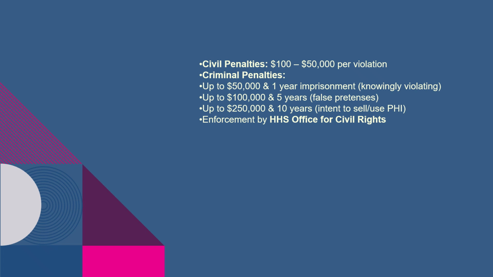Civil penalties can range from $100 to $50,000 per violation, depending on the severity and circumstances. Criminal penalties increase with intent, up to $50,000 and 1 year in prison for knowingly violating HIPAA, up to $100,000 and 5 years if the violation involves false pretenses, and up to $250,000 and 10 years if the intent is to sell or misuse protected health information. Enforcement is handled by the U.S. Department of Health and Human Services Office for Civil Rights, which investigates violations and ensures compliance.